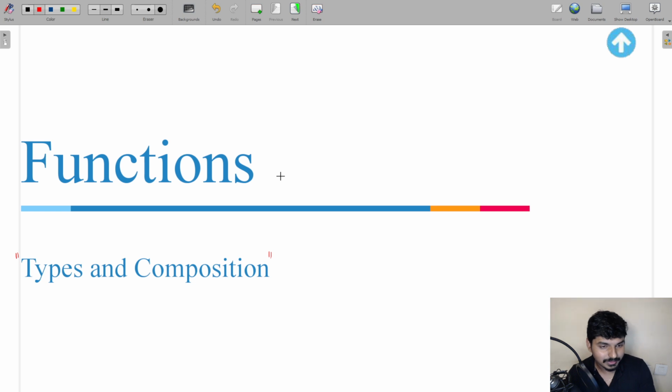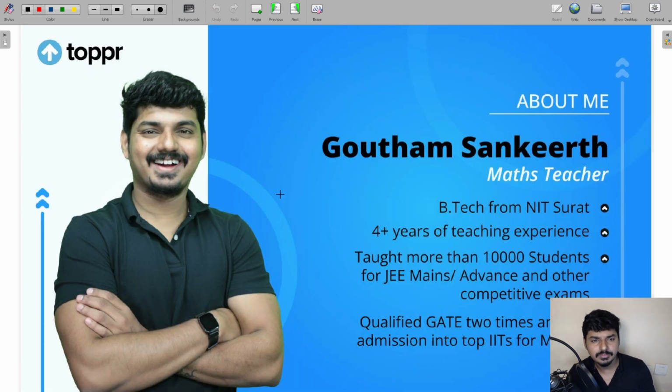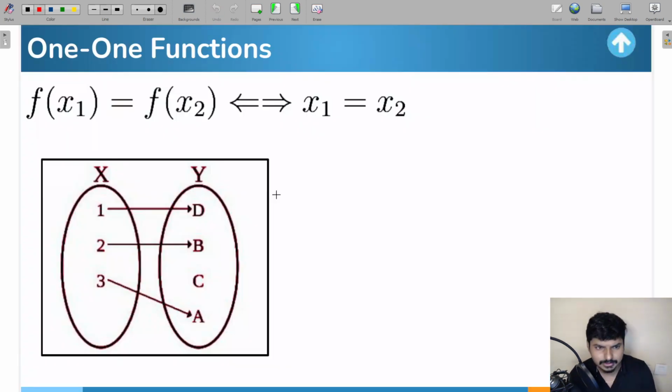Now regarding the types of function, we have different types of function. We have one-one functions, onto functions, bijective, many-one, and into functions. Let us discuss each and every type of function one by one. Now the first one is going to be the one-one function.